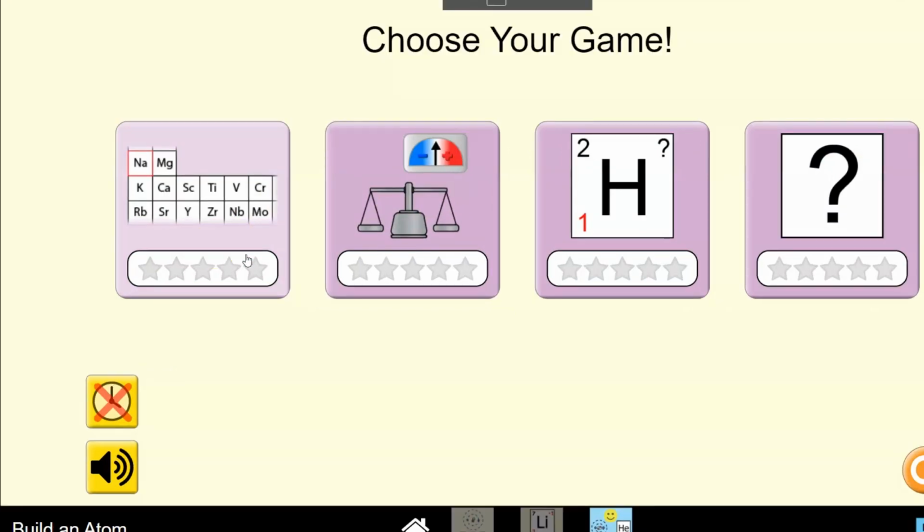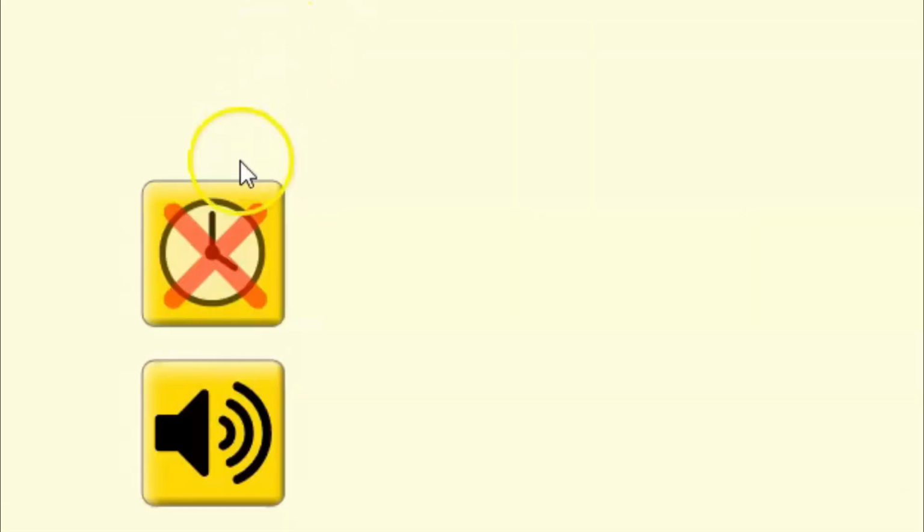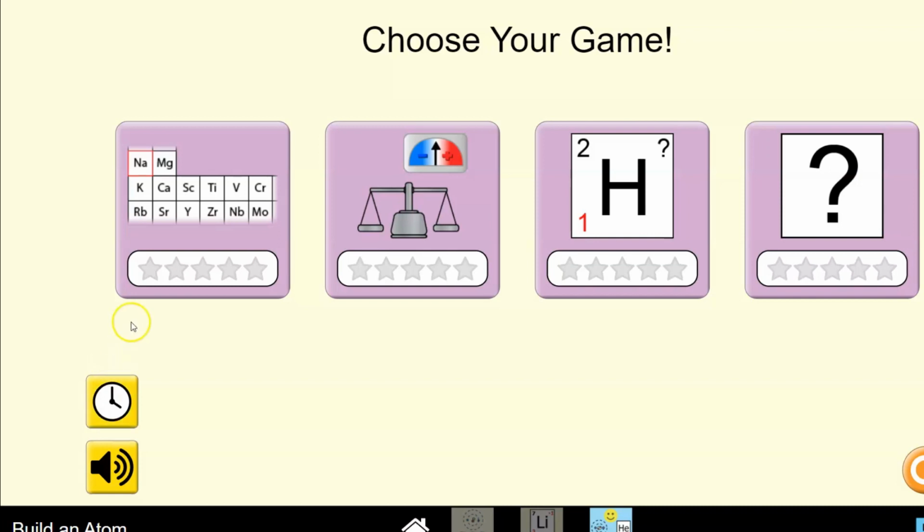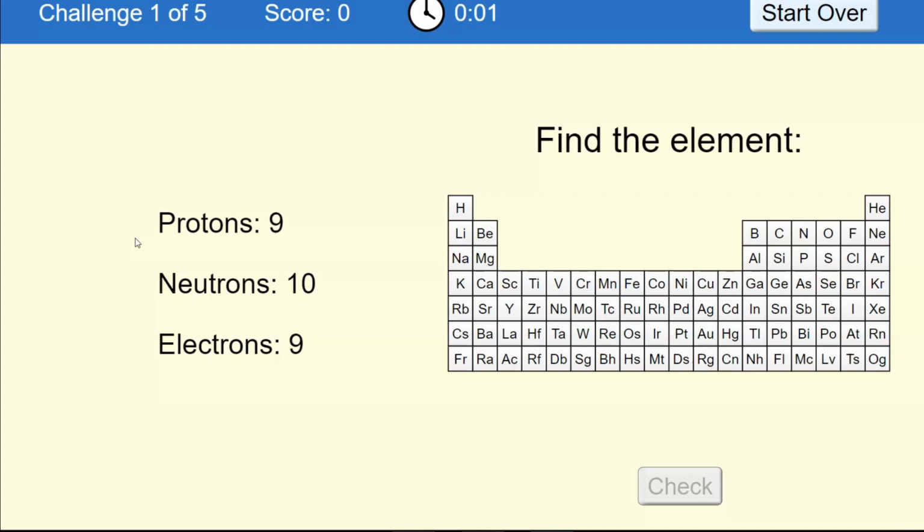So we are going to play a game, and the first thing you're going to want to do is make sure that this timer is clicked on. Okay? If it is off, if there's an X in front of it, that means there's no timer. We want the timer because we want to see who is going to be the fastest in all the land. So make sure that timer is on. And then you're going to play the first game. Okay, so the timer is running.